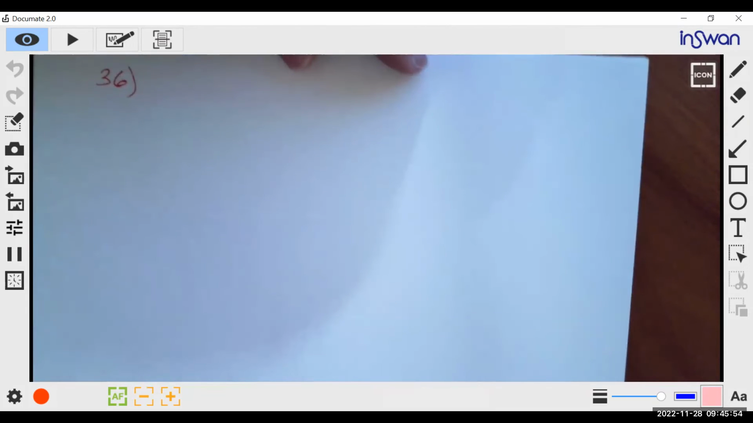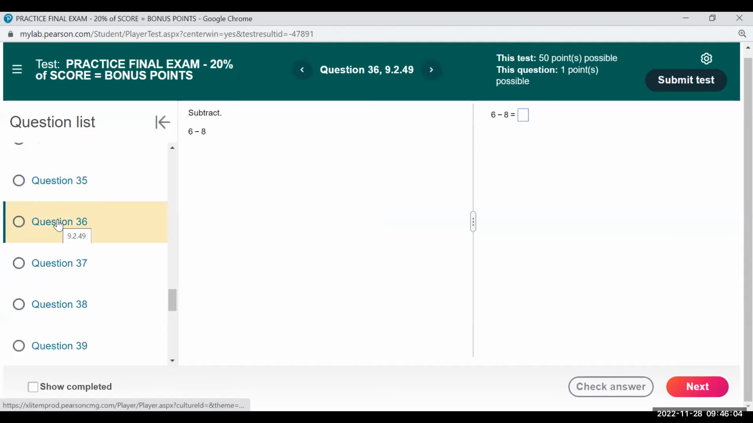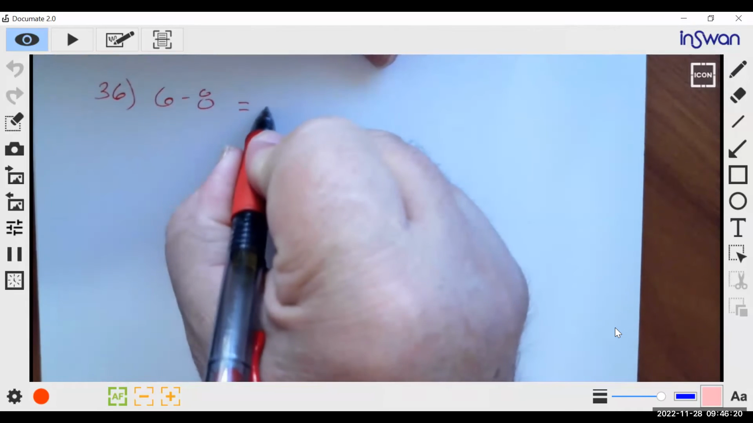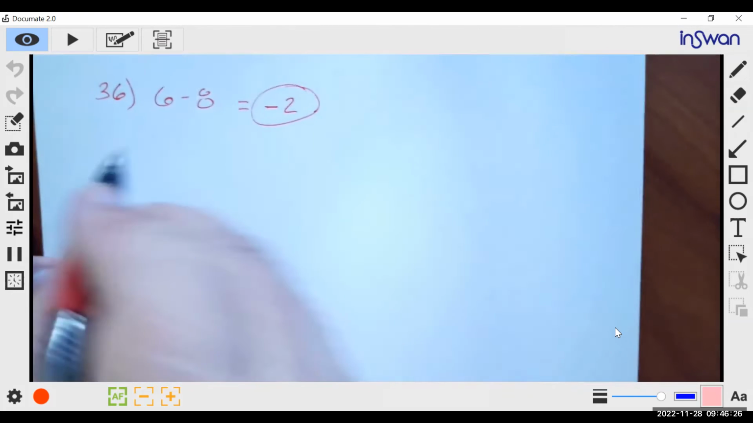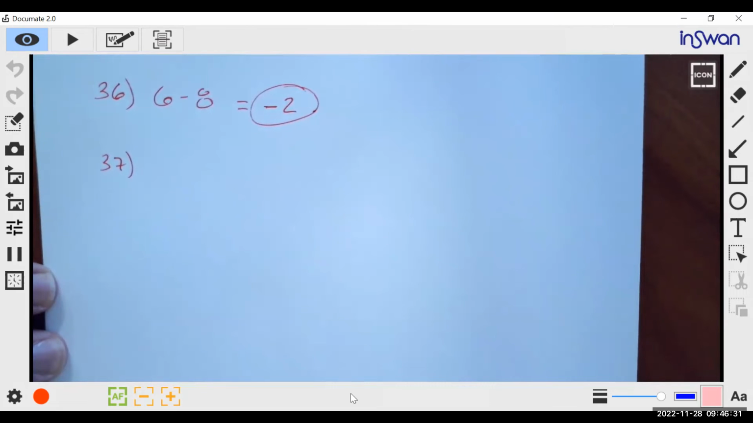Six minus 8. Eight's bigger than 6, so the answer is negative. 6 minus 8 is 2. And there you have it. So the answer is negative 2.